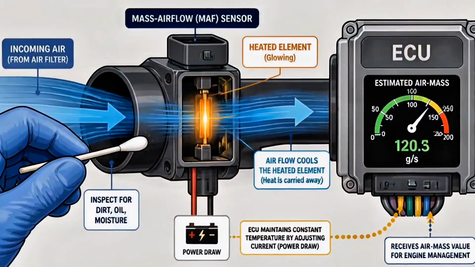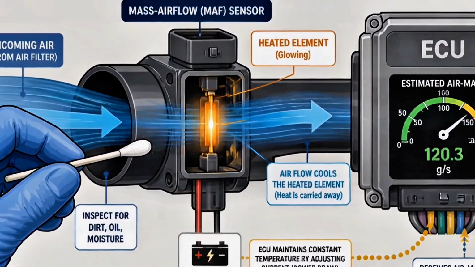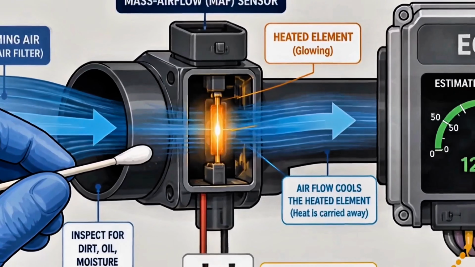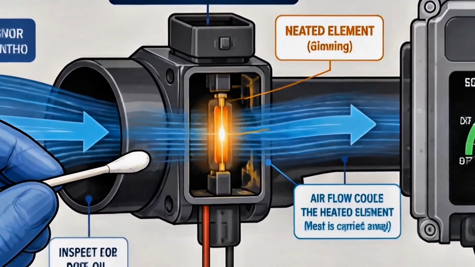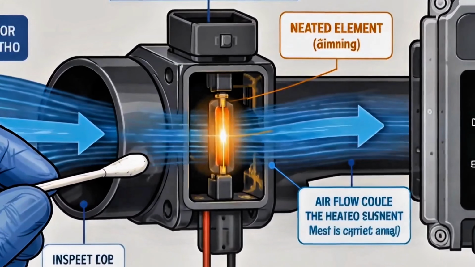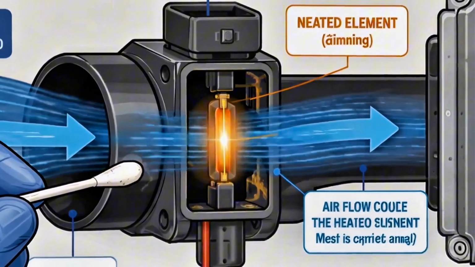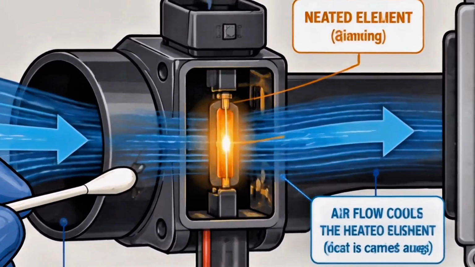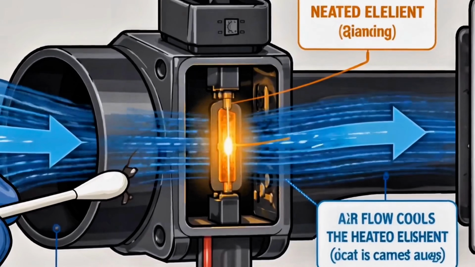An engine cannot calculate fuel correctly unless it knows how much air is entering. Many vehicles use a mass airflow sensor containing a heated element. As incoming air passes across that element, it carries heat away. The electrical power required to maintain the sensor's temperature helps the computer estimate the mass of the incoming air. If dirt, oil, moisture, or electrical damage alters the sensor's response, the ECU may calculate the wrong amount of fuel.